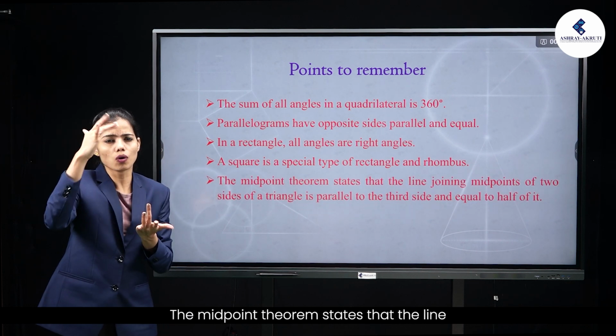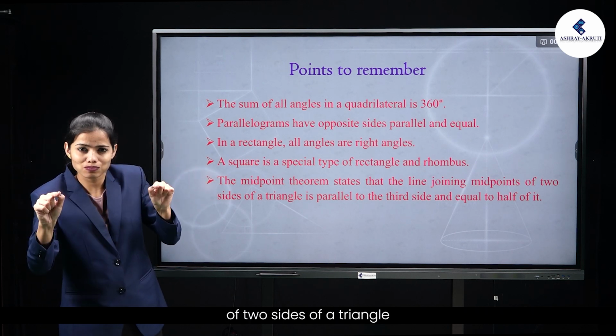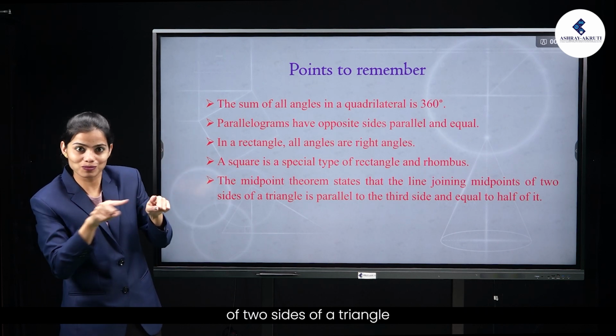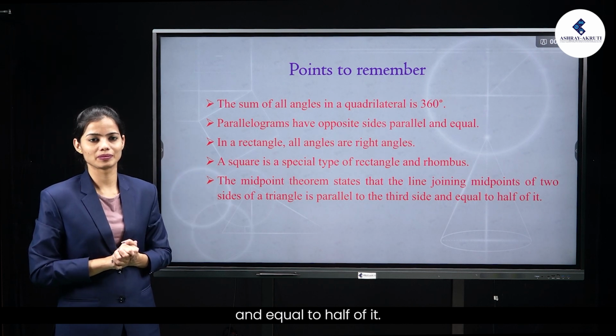The midpoint theorem states that the line joining the midpoints of two sides of a triangle is parallel to the third side and equal to half of it.